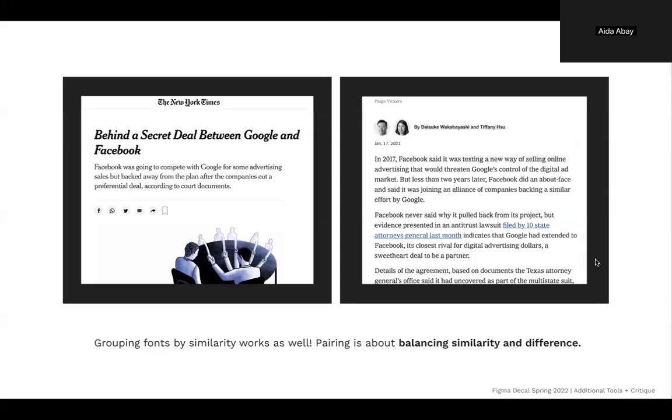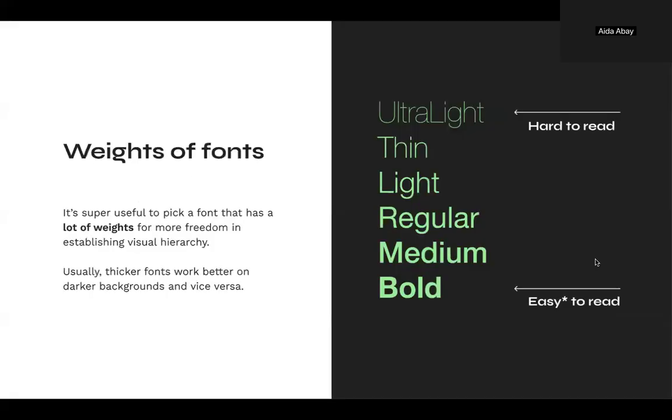Grouping fonts by similarity works as well. So pairing is about balancing similarity and difference. And then we can go even smaller and more specific within fonts and look at the weight of fonts. It's really useful to pick a font that has a lot of weights for more freedom in establishing visual hierarchy. Usually thicker fonts work better on darker backgrounds and vice versa, because that's how you'll contrast the background color or the space within your design.